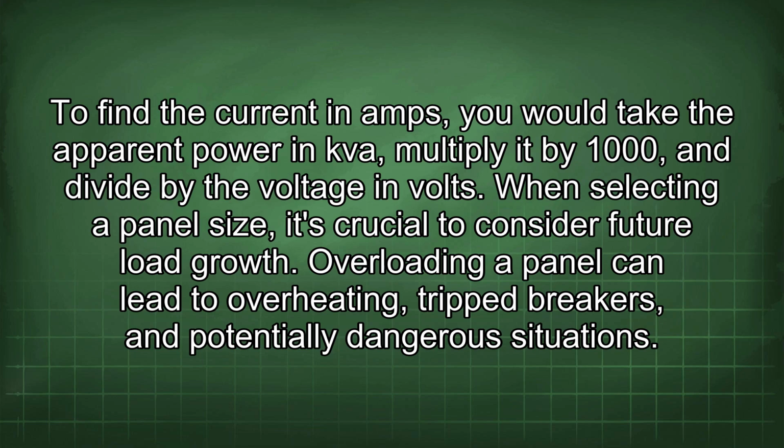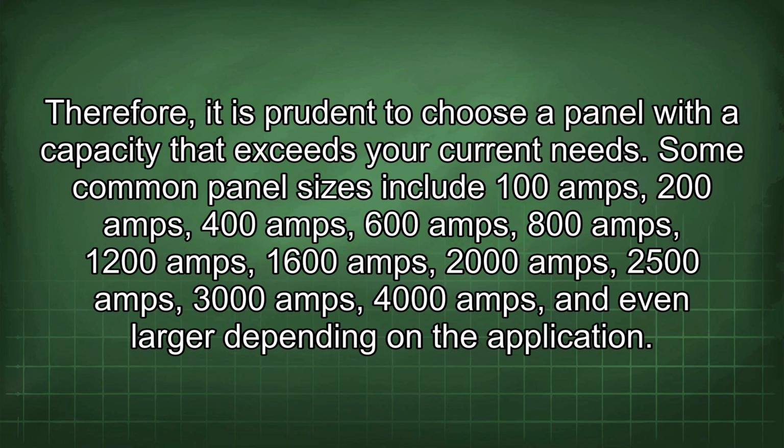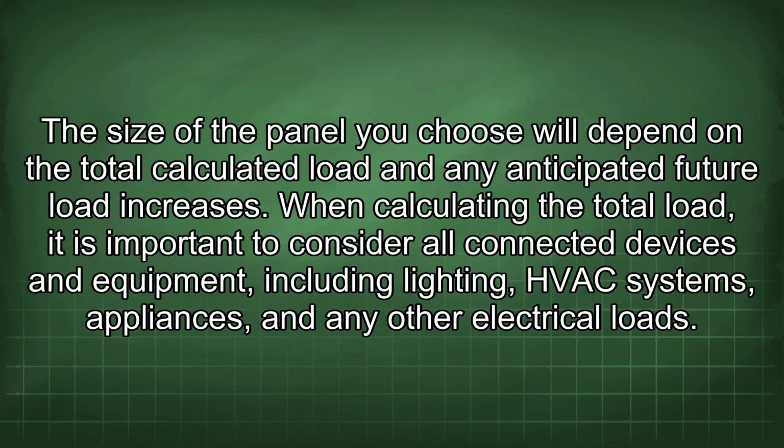When selecting a panel size, it's crucial to consider future load growth. Overloading a panel can lead to overheating, tripped breakers, and potentially dangerous situations. Therefore, it is prudent to choose a panel with a capacity that exceeds your current needs. Some common panel sizes include 100 amps, 200 amps, 400 amps, 600 amps, 800 amps, 1200 amps, 1600 amps, 2000 amps, 2500 amps, 3000 amps, 4000 amps, and even larger depending on the application. The size of the panel you choose will depend on the total calculated load and any anticipated future load increases.